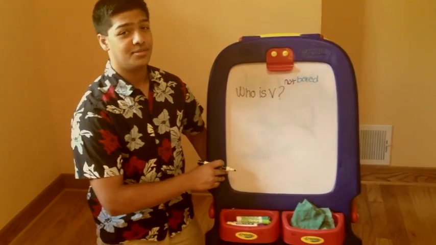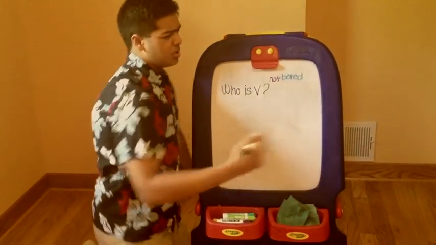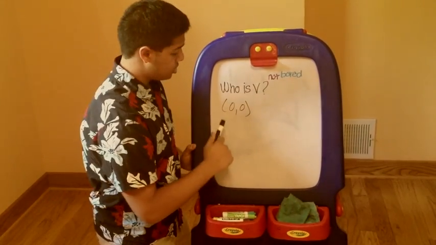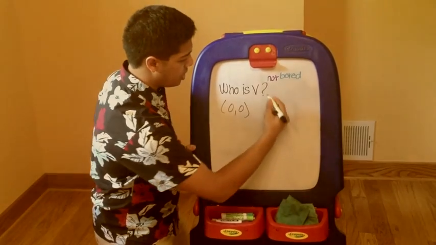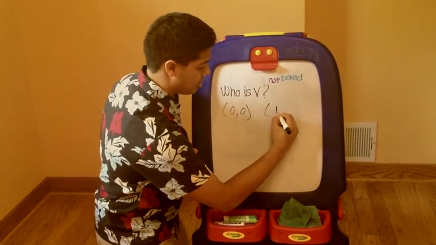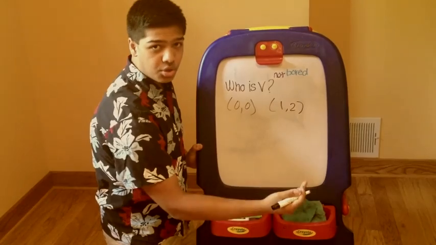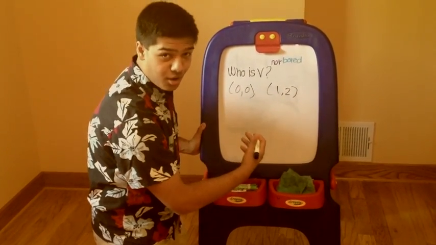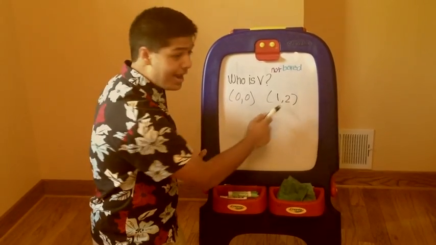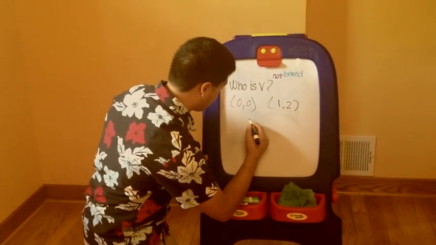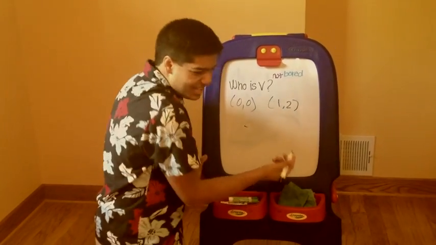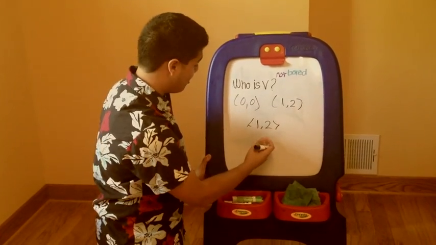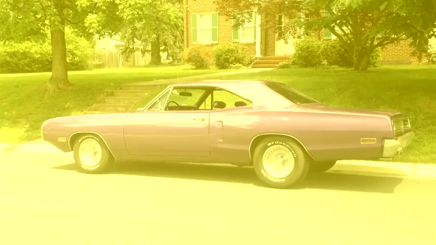Now we're going to define V. So we know that the tail is at the origin, or 0, 0. And we know that the head is at 1, 2. So to find the vector, what we're going to do is head minus tail. And that's easy math, right? We get the vector 1, 2.